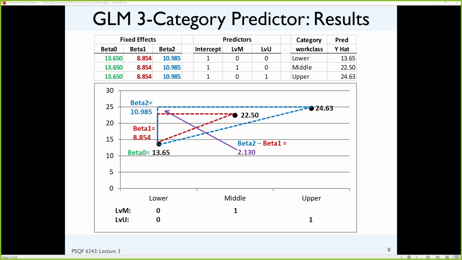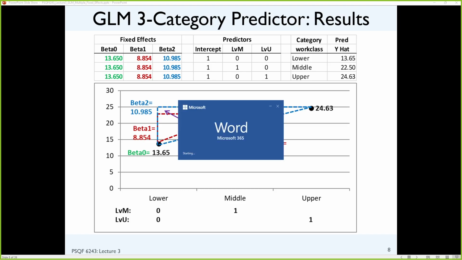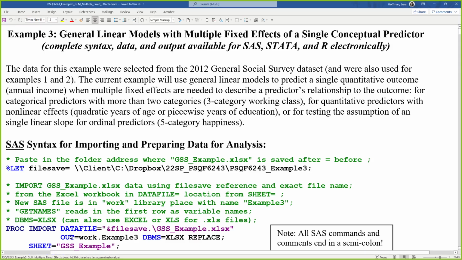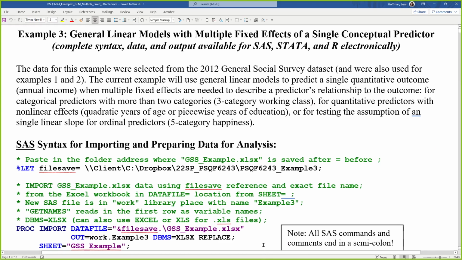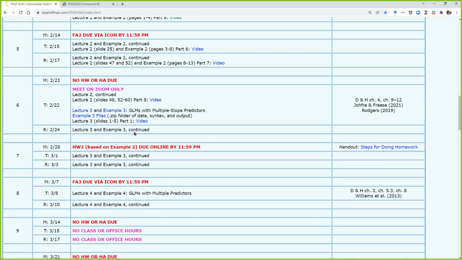Example 3 is what I need to get out. Because understanding how to do all of this is a necessary but not sufficient skill for actually being able to do all of this. The software part is always an additional hurdle to clear. So I'm at example 3, which is on the course webpage next to lecture 3. So let me pull that back up just in case. It was posted for Tuesday. I've got lecture 3 here, and example 3 is the handout that's going with it.